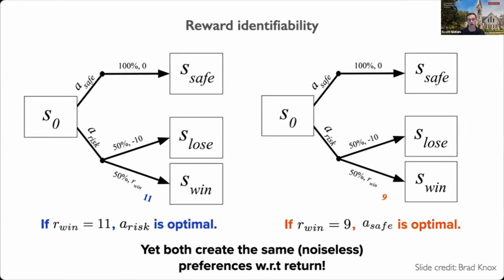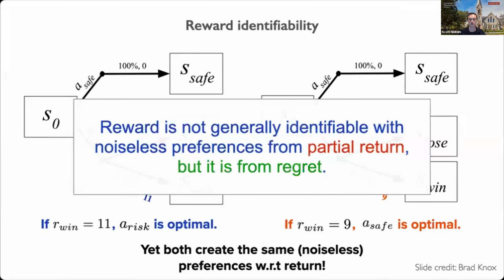But it turns out that the regret-based model can, because again, it's thinking about the quality of actions. And the quality of actions has to do with the expected value associated with taking those actions. And so it can reason about these expectations, and it can actually tell these apart. And it turns out that just in general, we were able to prove that reward is not generally identifiable with noiseless preferences from partial return, but it is from a regret-based model.